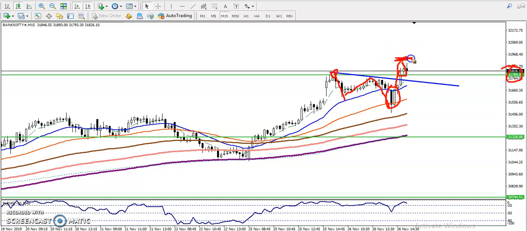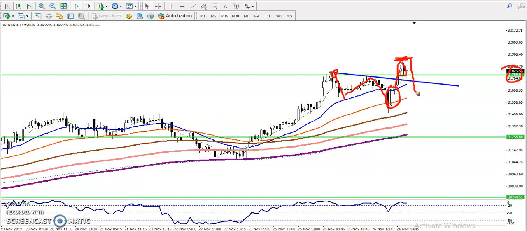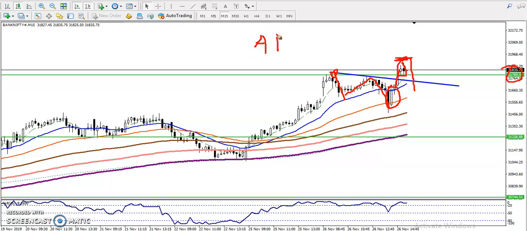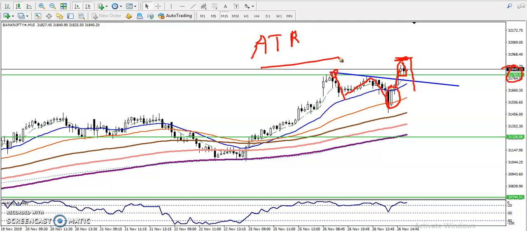So you place a buy order and place your SL. Most people don't know where to place SL. For those who don't know how to place SL, just visit my YouTube channel, you will find how to use ATR there. ATR, average true range, that is called. This indicator we are using to find out the SL, right? Just watch my video again, so you come to know how to use ATR for SL, stop loss.